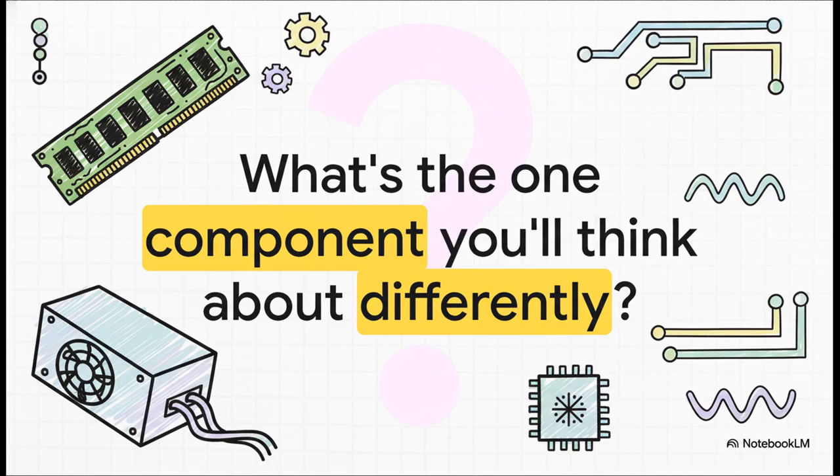And that really brings us to the end. So I'll just leave you with this one question to think about. After peeling back all these layers, what's the one component, whether it's your RAM, your power supply, or that little TPM chip, that you'll think about differently the next time you power on your machine?